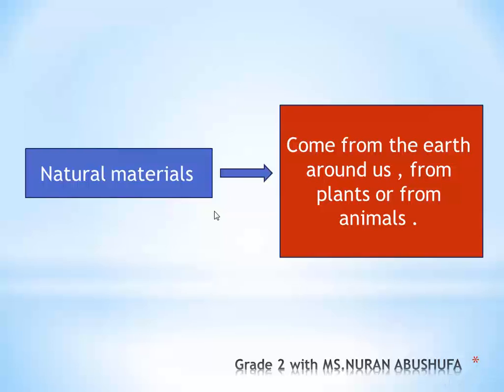The first one is natural material. A natural material comes from the earth around us, from plants or from animals. So natural materials come from nature. They can be from plants or from animals.